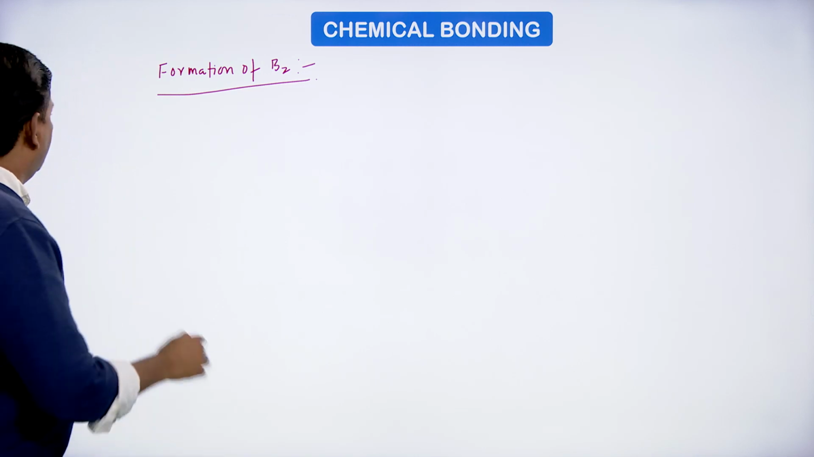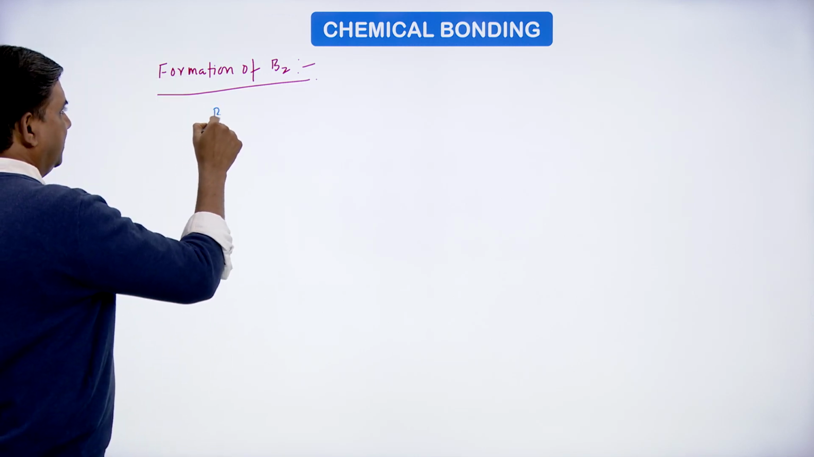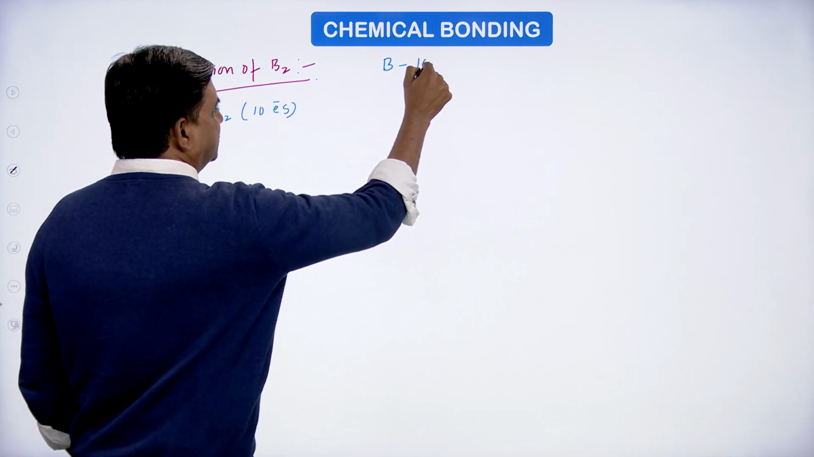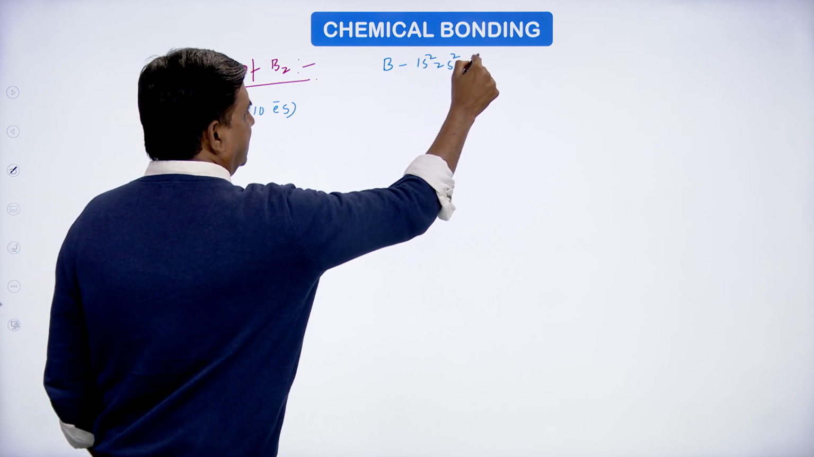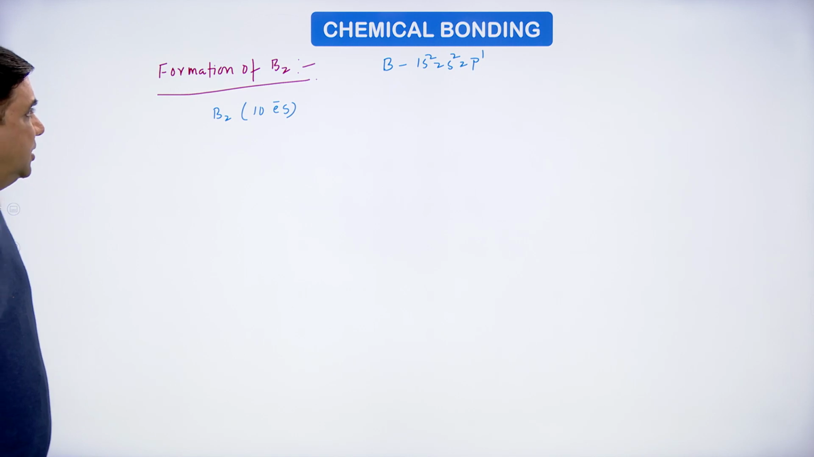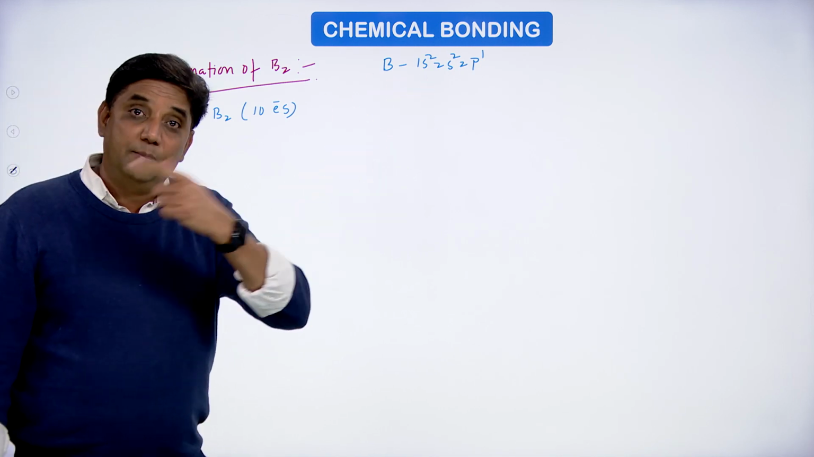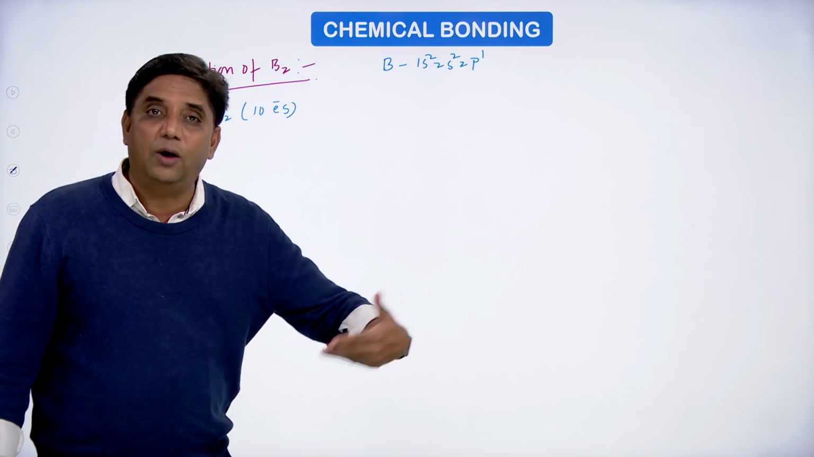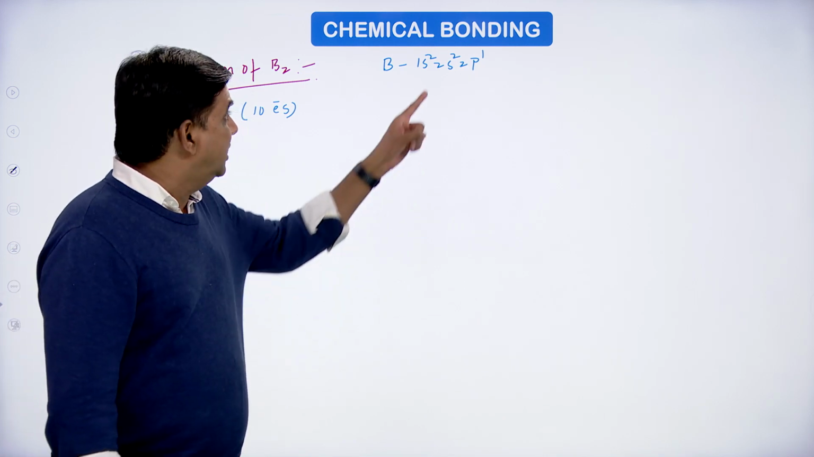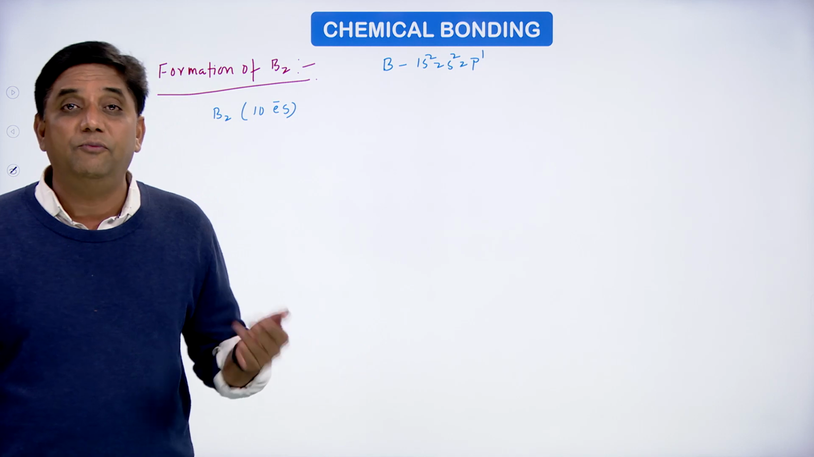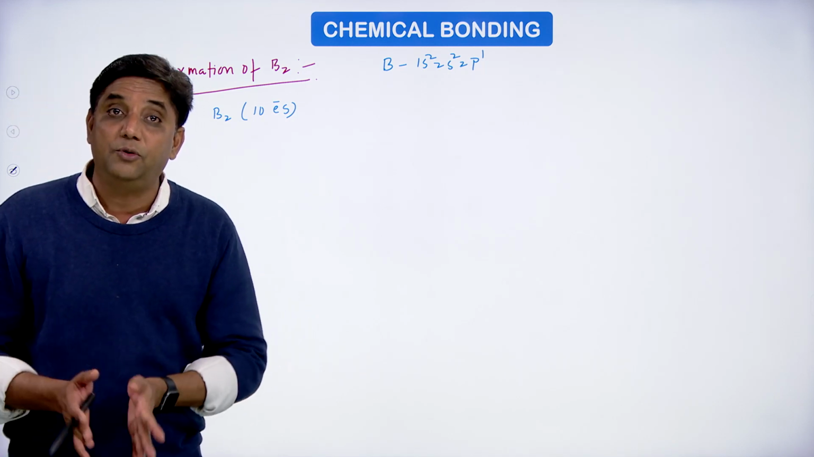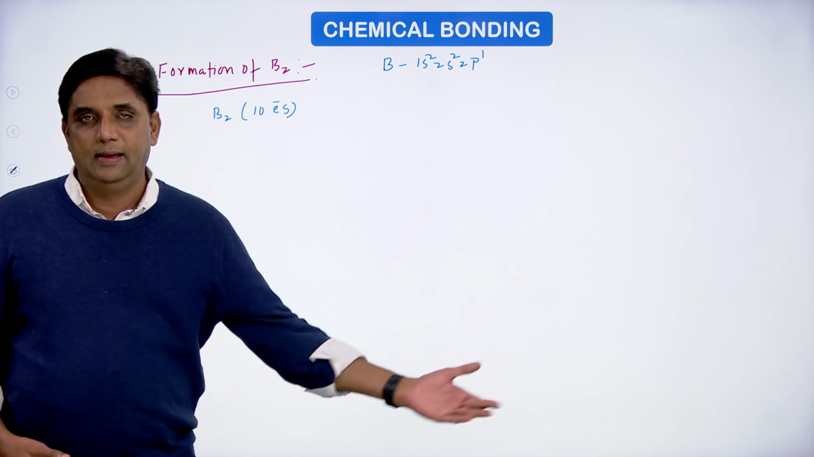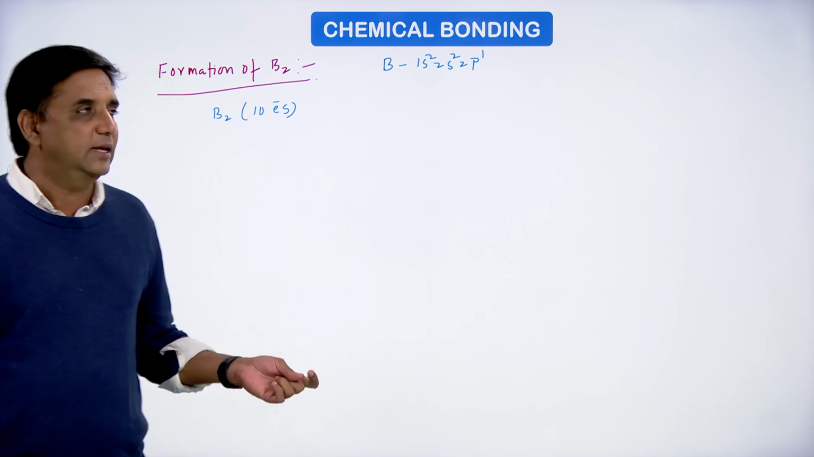Formation of B2. B2 contains 10 electrons, and the boron configuration is, students, 1s2, 2s2, 2p1. Now the p orbital has started. The 1s orbital of one boron will combine with the 1s orbital of another boron to form the 1s molecular orbital diagram, what we have seen in the earlier examples. Similarly, the 2s orbital of one boron atom will combine with the 2s orbital of another boron atom to form the 2s molecular orbital energy diagram, the way we have seen in the earlier examples, for example He2, Li2.